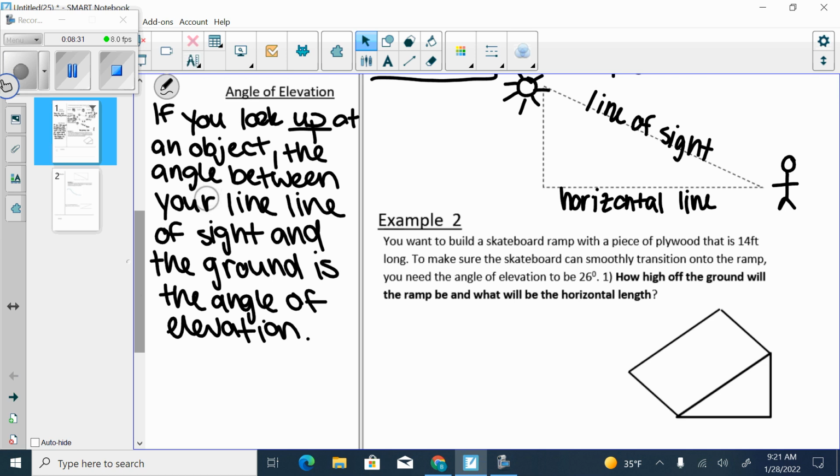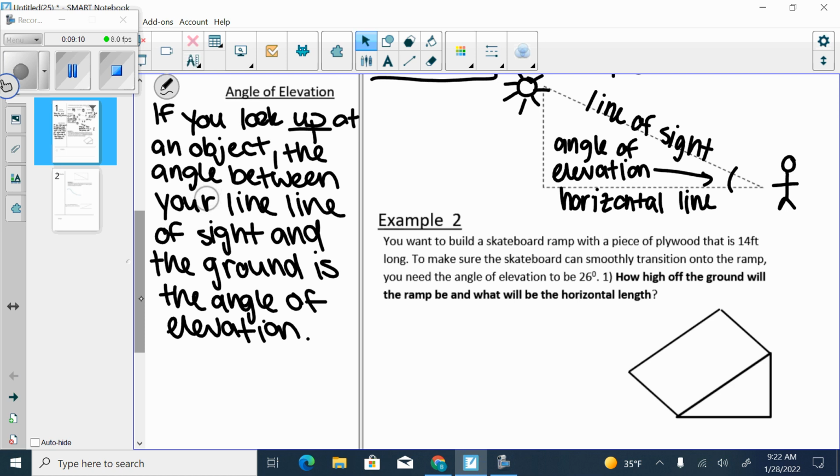Okay? And the angle that is formed by those two lines, your line of sight and your horizontal line, is right here. Right? And that is what we call the angle of elevation. So usually your angle of elevation is just going to be said to be in reference with the ground. Right? It starts at the ground, goes up. Okay? Makes sense. Elevation does mean up, right? To increase. Okay? All right.